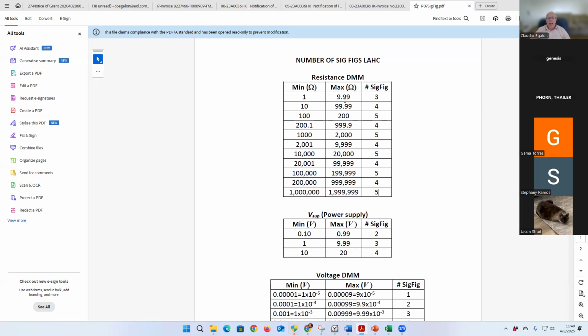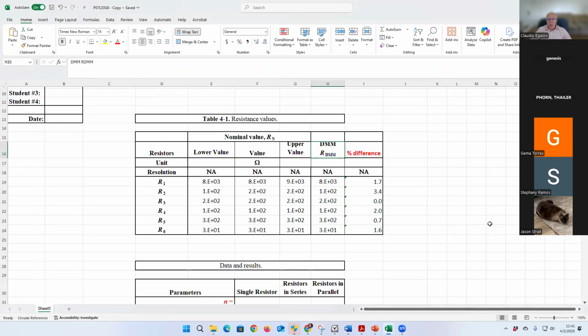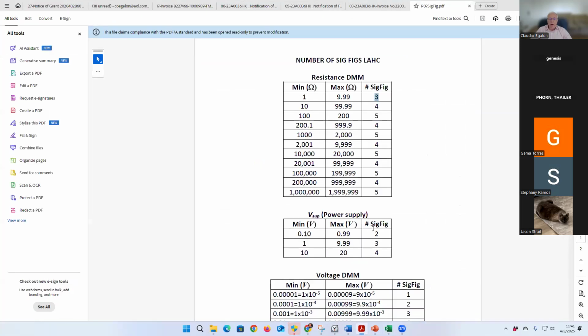Anywhere between 1 ohm and 9.99 ohms is 3 significant digits, right? 10 and 99.99 is 4, and so on, depending on the value. So here in this case, the DMM shows 8,059 ohms at the top. Let's take a look at the color code. 8,059 should be this one right here. You're supposed to display it with 4 significant digits.